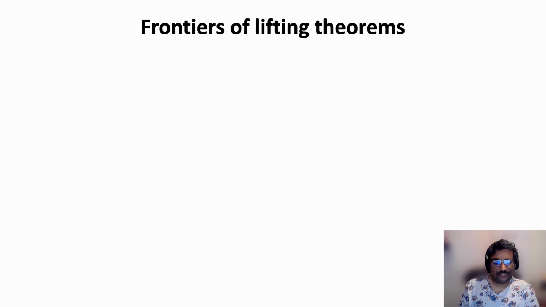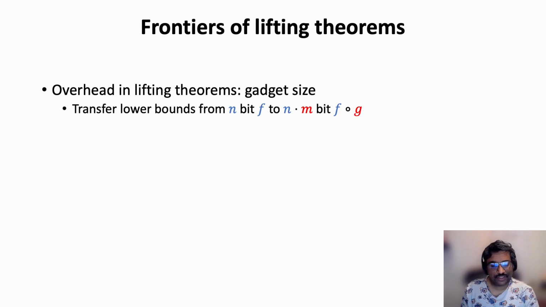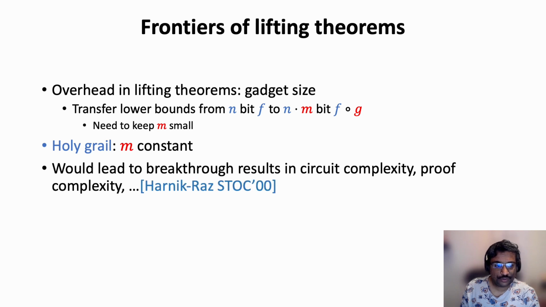In this slide, I want to talk about frontiers of lifting theorems. The main overhead in lifting theorems is the gadget size. Recall that lifting theorems transfer lower bounds for a function f on n bits to a function f composed G on nm bits. Ideally, we want to keep the m of the gadget as small as possible, and the holy grail is to get m constant. But even getting m to be substantially smaller than what is known would result in breakthrough results in circuit complexity, proof complexity, and so on. These are problems which have been open for a very long time, and they're really hard problems.